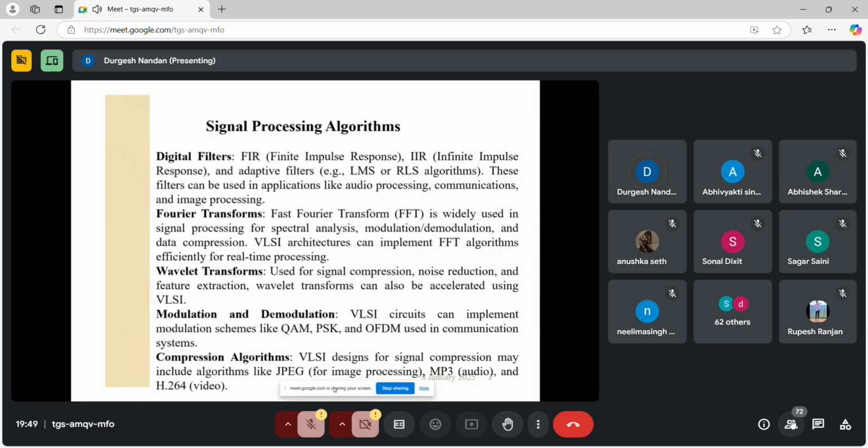Okay, so another type of popular algorithm is compression algorithms, like JPG. JPG is one of the image compression standards, and then audio MP3 and then video MP4.